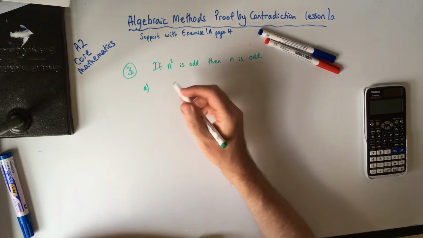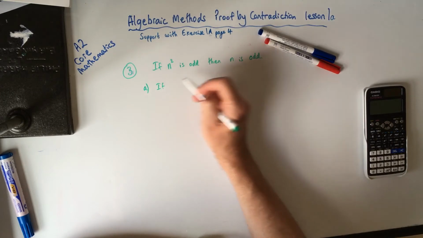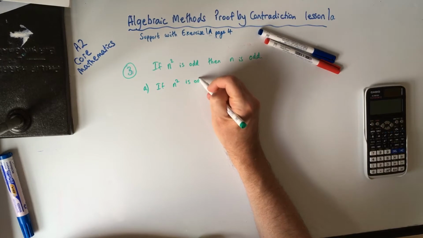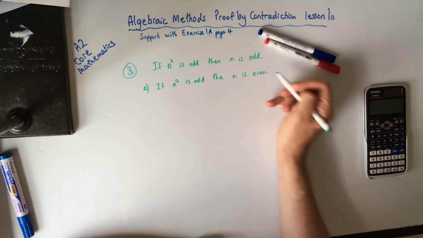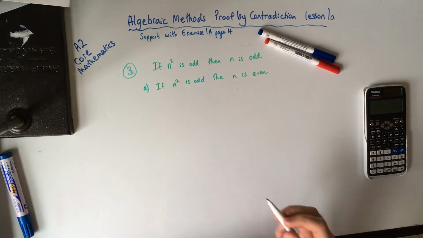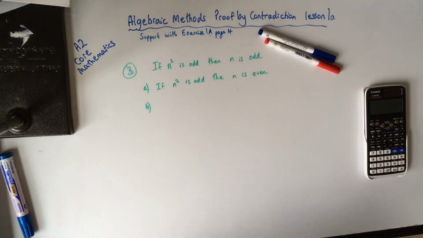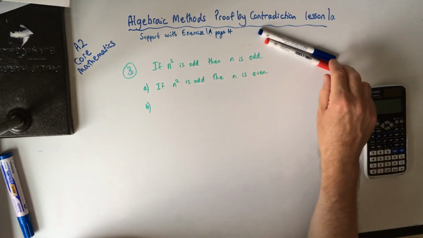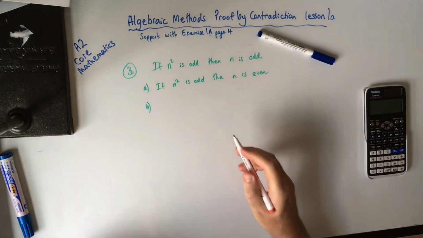Write a negation statement. So the negation statement is the opposite of this, so we're going to say, assume that if n squared is odd, then n is even. And we're going to prove by contradiction that this is not true, or this is true, whatever. Okay, so here we go. So n squared is odd, then n is odd, and we think that's the case. So we're going to say, well, if n squared is odd, then n is even.